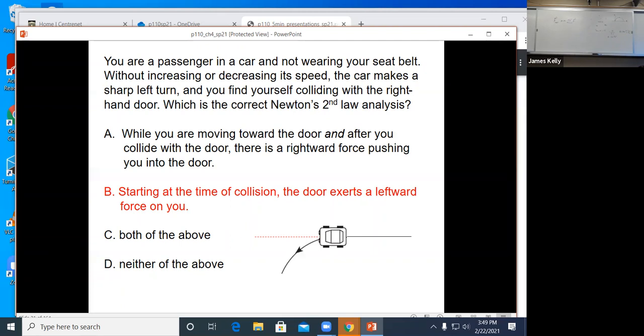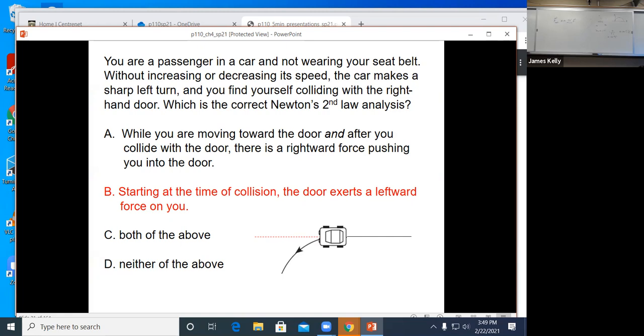Was there ever anything as the car moved like this and you ran into the door, was there any force that was pulling you into the door from this perspective? This is an inertial reference frame perspective here. There isn't. No, I was trying to go on my merry way, going straight, and the car came around and smacked me in the arm, right? That's the perspective of an inertial reference frame.